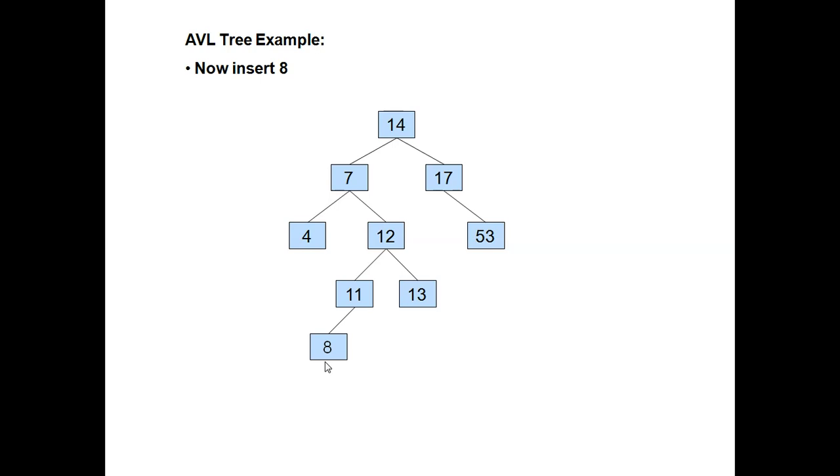Good. Now insert 8. Now what is imbalanced? This is imbalanced. How is it imbalanced? Try to understand. This is 1, this is 1, 2, 3. So 1 minus 3 is minus 2. How to do this one? And this is R of L. So first of all, we'll have to do LL rotation, and then we are going to do RR. So LL, it is going to be here. So 11 is here. Yes or no? Good.